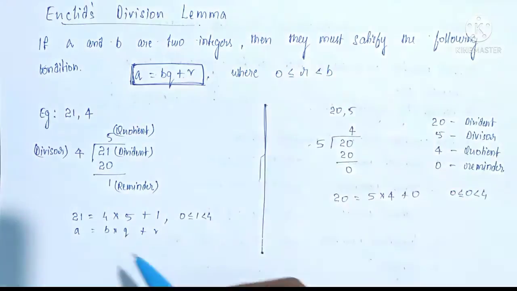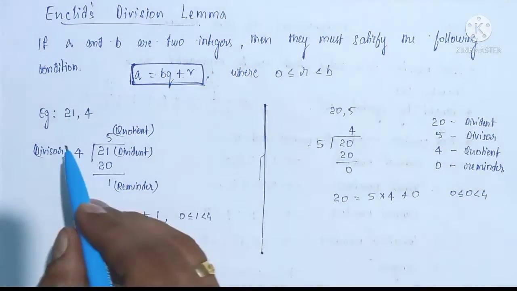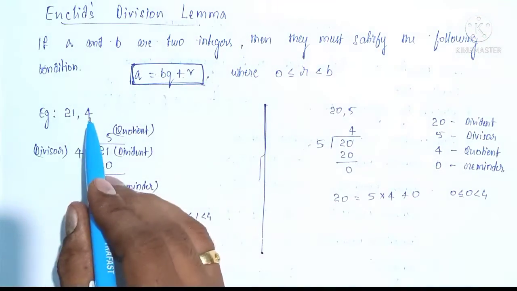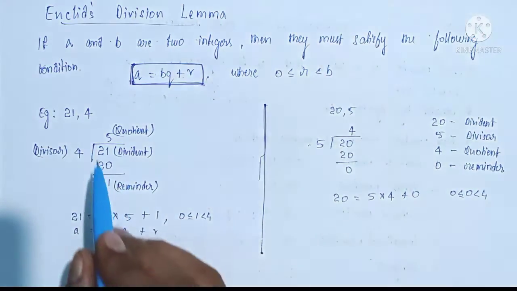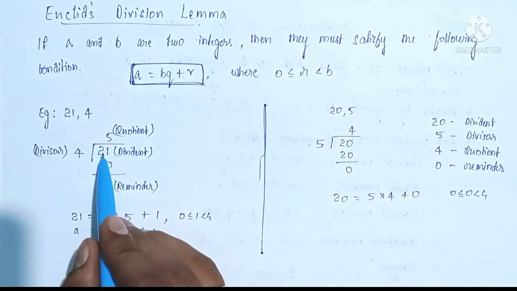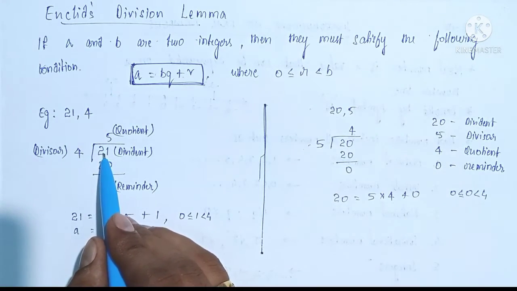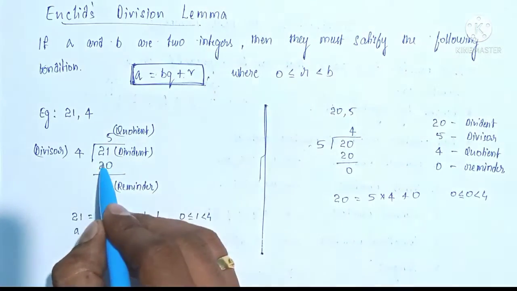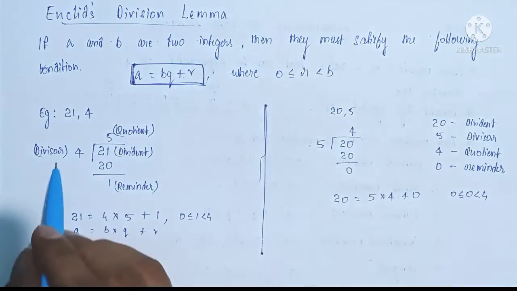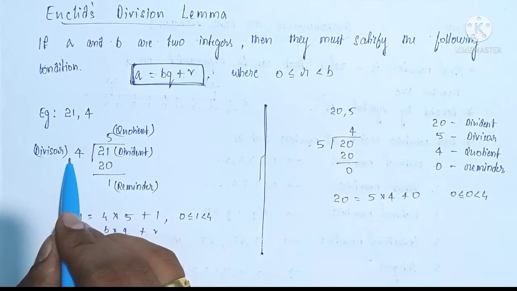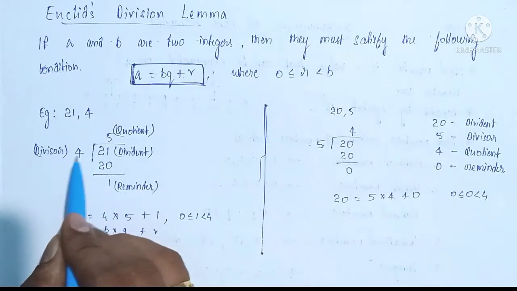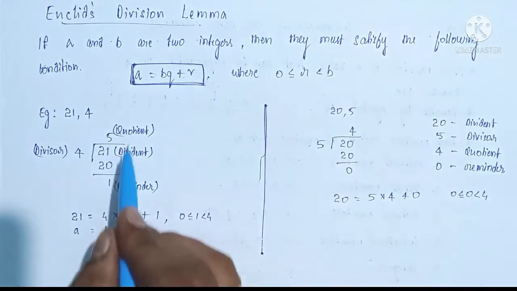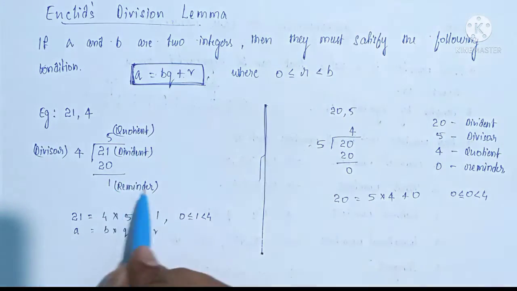It's very simple. I will explain with an example. Here we are taking two integers, 21 and 4. 21 is the bigger number, so we are dividing 21 by 4. So what will we get? 5 4s are 20, the remainder is 1. Here 4 is the divisor, 21 is the dividend, 5 is the quotient and 1 is the remainder.